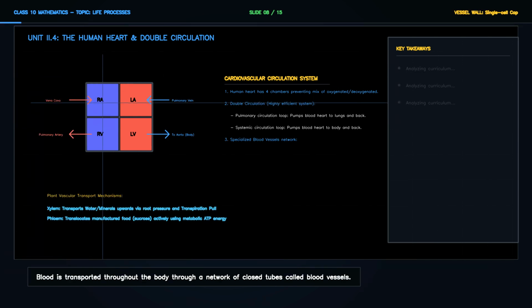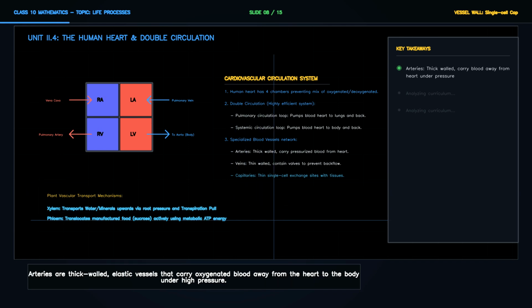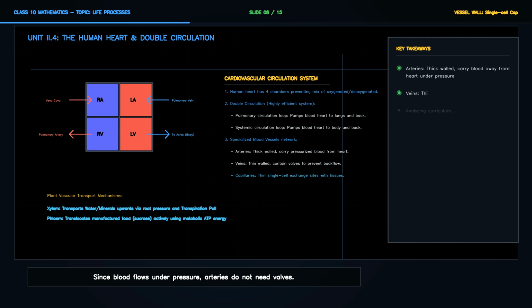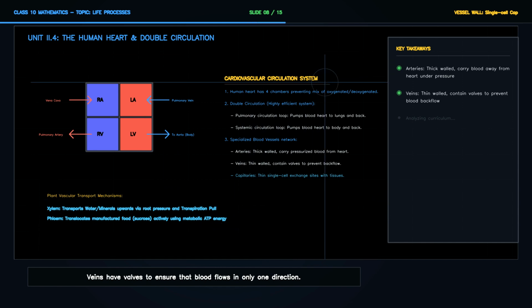Blood is transported throughout the body through a network of closed tubes called blood vessels. Arteries are thick-walled, elastic vessels that carry oxygenated blood away from the heart to the body under high pressure. Since blood flows under pressure, arteries do not need valves. Veins are thin-walled vessels that carry deoxygenated blood back to the heart. Veins have valves to ensure that blood flows in only one direction.